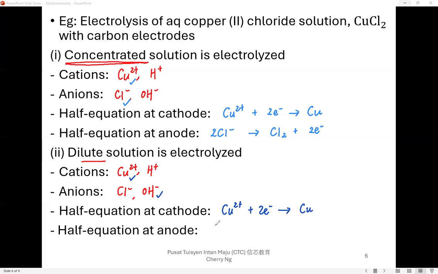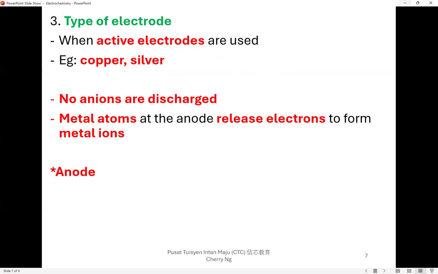And for the anode, it will be 4 hydroxide produces 2 water, 1 oxygen, and 4 electrons. So the third factor will be the type of electrode. Again, this will affect the anode only. When we are using an active electrode, for example copper and silver as the electrode, we look at the anode now. No anions are discharged.